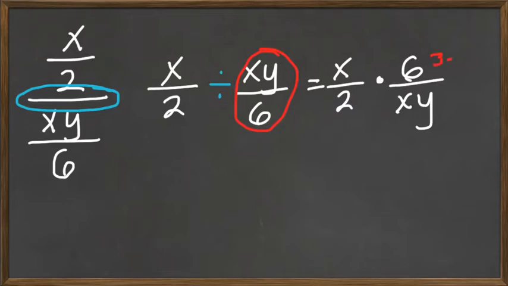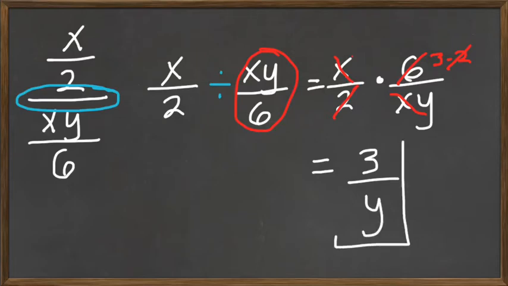6 is 3 times 2, right? So we can cancel out the 2's and just left with a 3 in the numerator at the top there. Here we have an x on the top in the numerator and an x in the denominator on the bottom. We can cancel those two out, and we write what we have left over. On the top we have a 3, and in the denominator we have a y. That's our simplified version of that complex fraction.